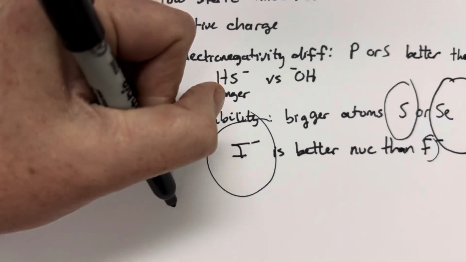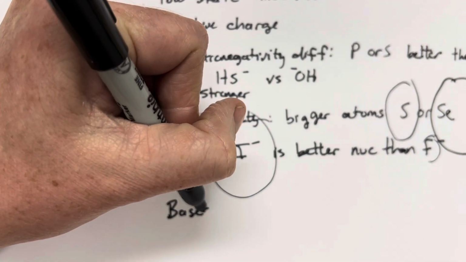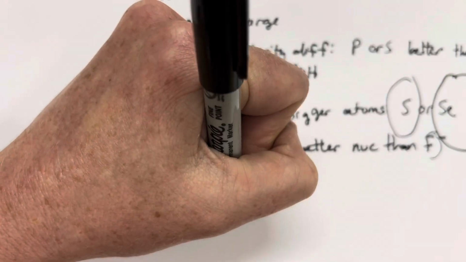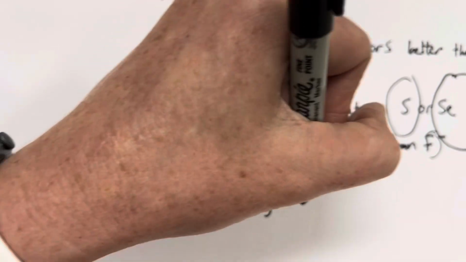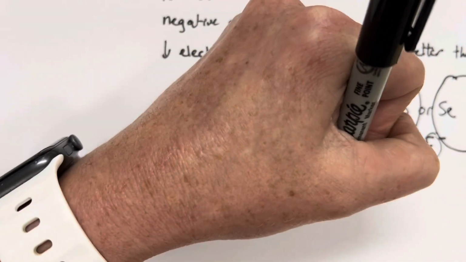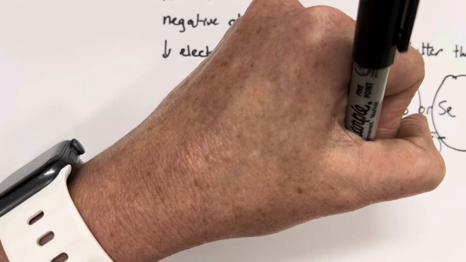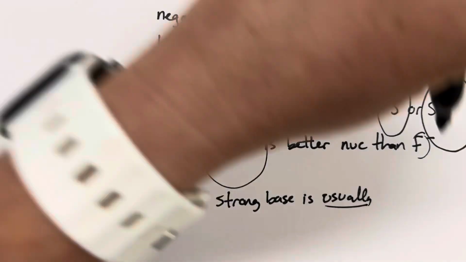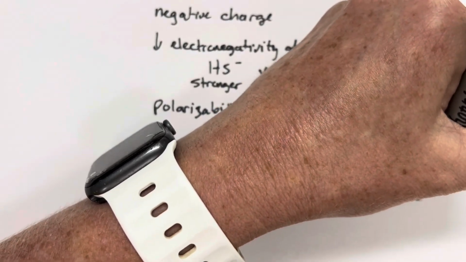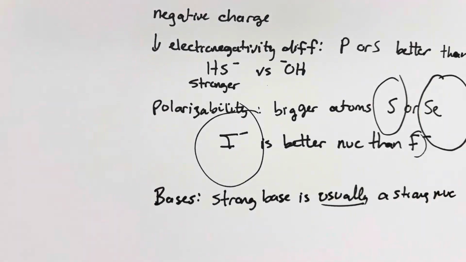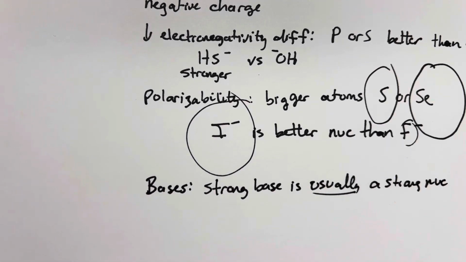Then we have bases. Generally speaking, a strong nuke, or I should say a strong base, will usually be a strong nuke. So generally a strong base is going to be a strong nucleophile. But there are cases where that's not true.